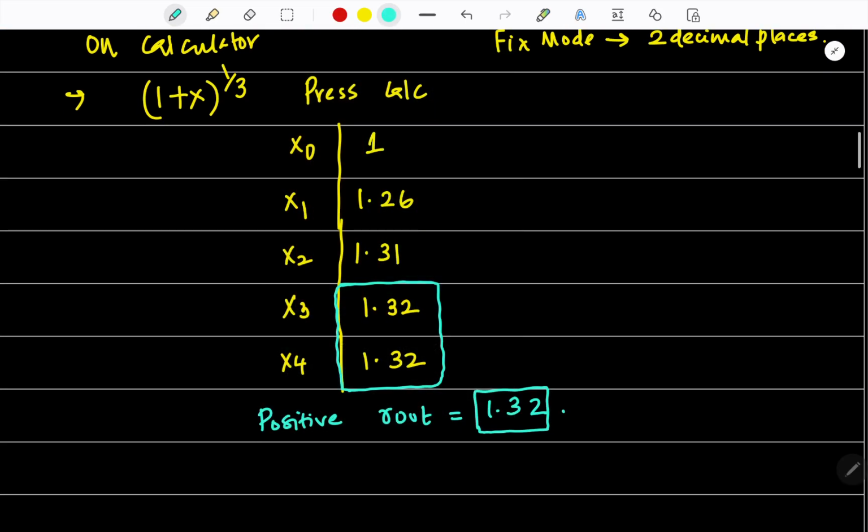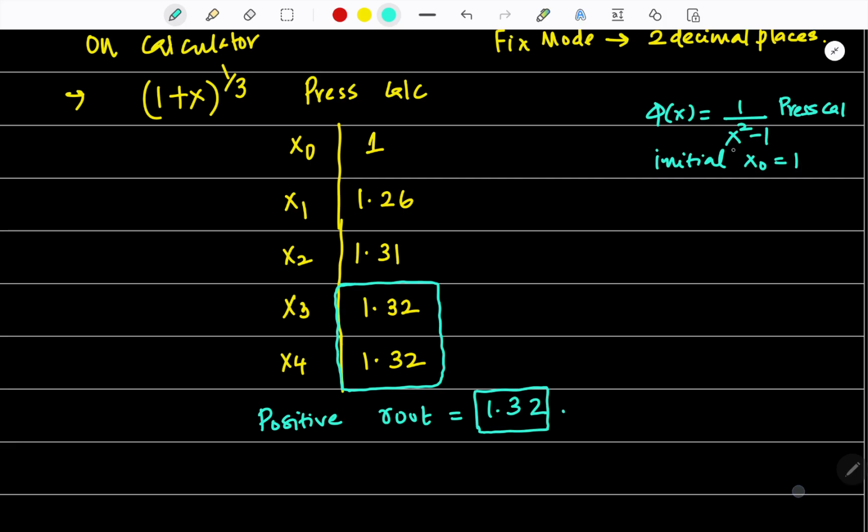No need to do this in the exam, just for you. So phi of x I'm taking as 1 divided by x square minus 1. Type this equation in the calculator and press calc. And your initial approximation is what? x naught is equal to 1.